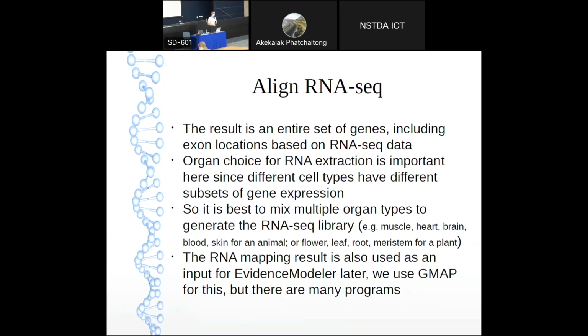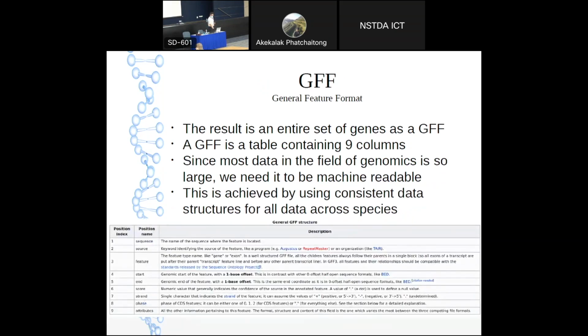We also use the RNA mapping result as an input for evidence modeler later, and we use the program GMAP for this, but there are many others. Okay, so the result of this output is in a data structure called a general feature format, or a GFF.